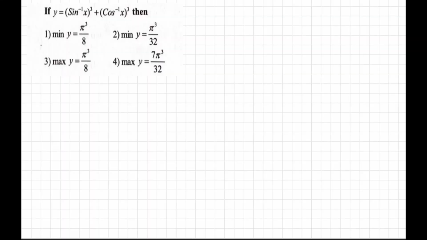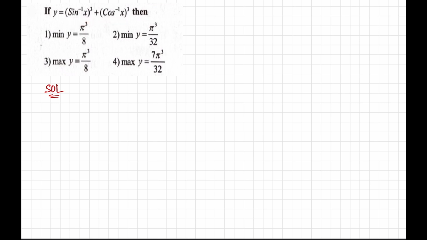In this question, it says if y is equal to sine inverse x cube plus cos inverse x cube, then we have to find the minimum value of y or maximum value of y. This is a very good question, students. Let us begin with the solution. So first, what we observe here is that this question is of the form a cube plus b cube.